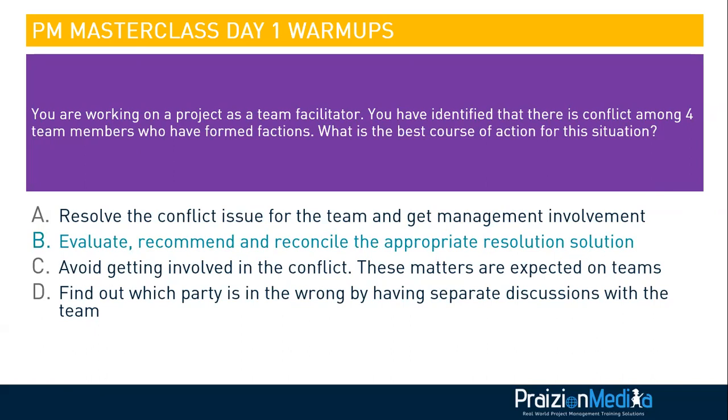Conflict is not about finding out who is right or wrong. It's about bringing both parties to the table as much as possible to collaborate. You could be a facilitator of that collaboration. And that is what B suggests. D is wrong. C, don't avoid getting involved in the conflict. It says you're working as a project team facilitator. This is part of your job. And A, you don't resolve conflict issues for the team and get management involvement under most circumstances. Don't resolve conflict for 2 parties.